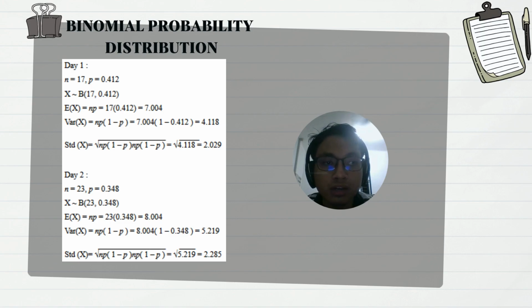On the second day, we got the frequency of 23 with the probability of 0.348. To find the mean, we multiply the frequency and the probability. So 23 times 0.348 equals 8.004. And the variance for day 2 is 5.219. And the standard deviation is the square root of 5.219, which is equal to 2.285.